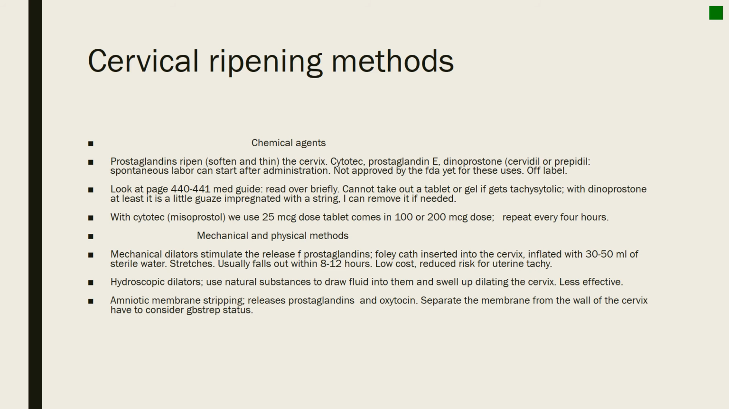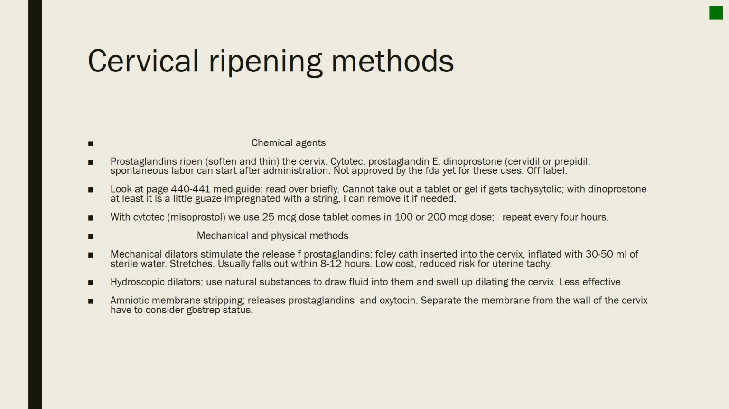Cervical ripening methods. There's chemical agents. You're going to hear of prostaglandins. They ripen, which means they soften and thin the cervix and help it become inducible, right? So Cytotec, prostaglandin E, dinoprostone. You're going to hear Cervidil, Prepidil. Spontaneous labor can actually start after we administer this. And again, these are not approved by the FDA. We use them as an off-label use. Look at page 440, 441, this med guide, read over those.